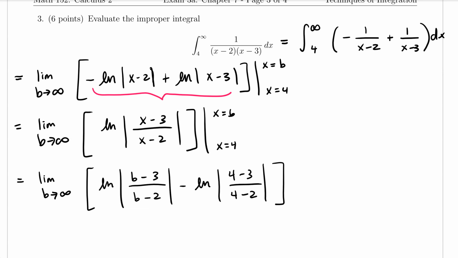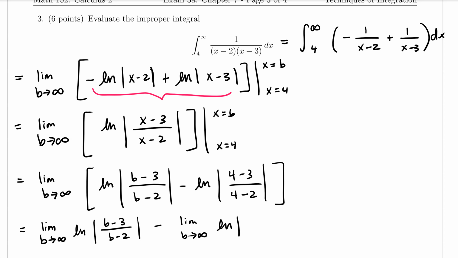Okay, at this stage, I can split this up into two different limits. So we'll have the limit as b approaches infinity of the natural log of b minus 3 over b minus 2, like that, minus the limit as b approaches infinity of the natural log, and 4 minus 3 is 1, and 4 minus 2 is 2.